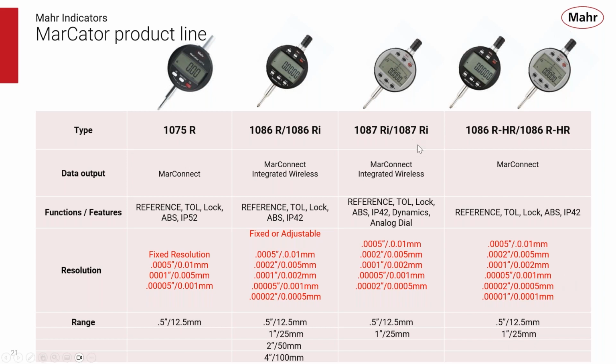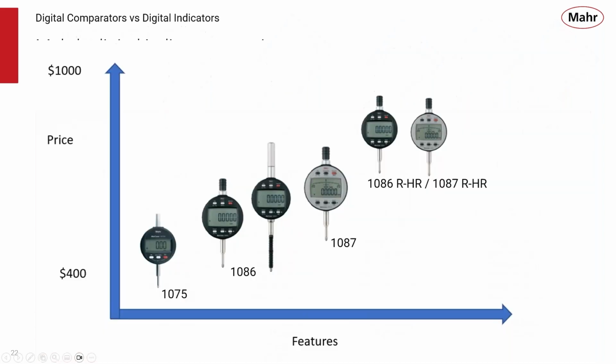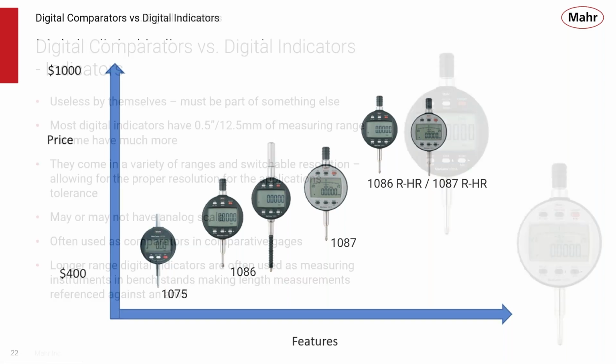But just like your other indicators, they're going to have programmable references, they can have tolerances, you can lock out functions, do absolute measurements, and they are also, again, IP42 rated. So looking at the chart, you can see here at the entry level, we have our 1075 going all the way up to the HRs. And again, very similar to our comparators, what you pay more in price is compensated for in features.